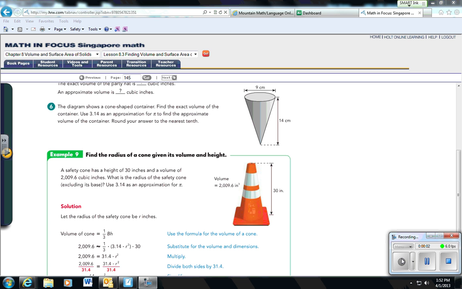This is Tates Academy for 8.3. We'll work out problems 6, 8, and 11. It's volume and surface area of cones. So we'll start with number 6 here.